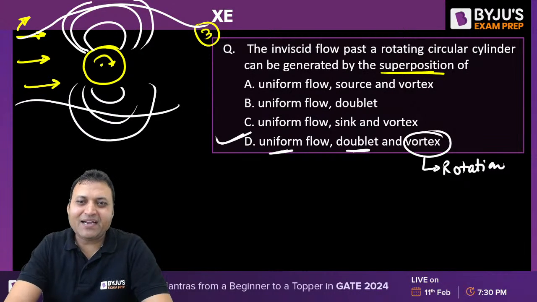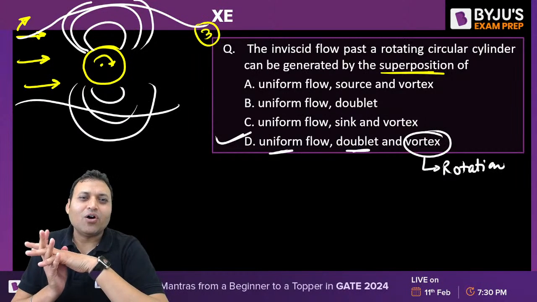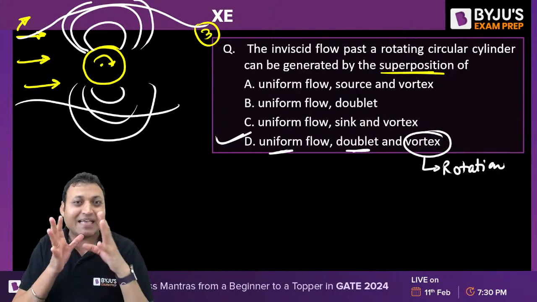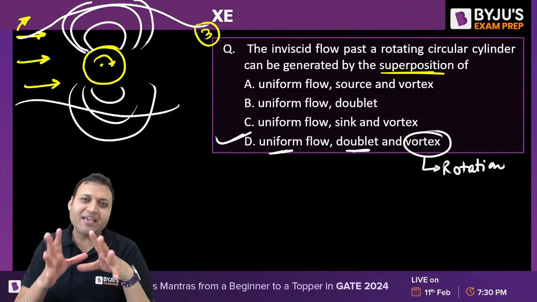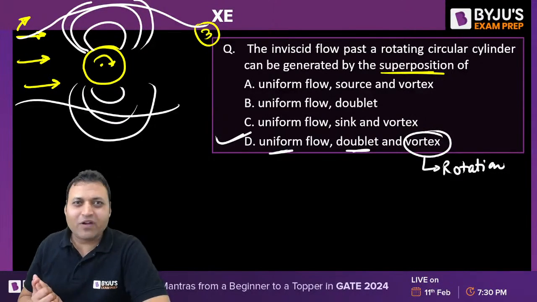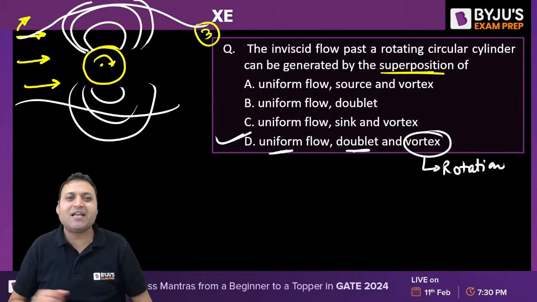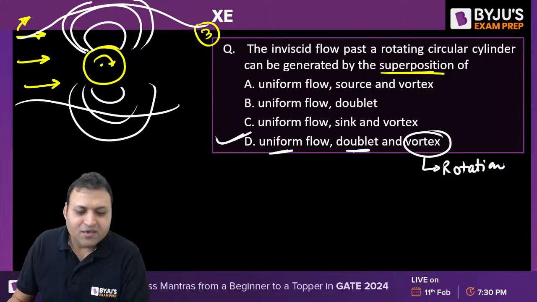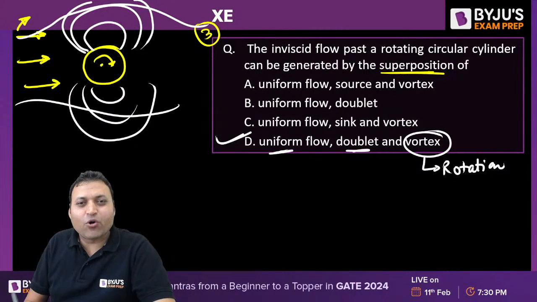Uniform, doublet, and let me tell you, in mechanical engineering or civil engineering, this portion is rarely asked. But in the XE paper, you will find mostly each and every year one question from this portion of the elementary planar flows, right? Superposition of the various types of irrotational flows.